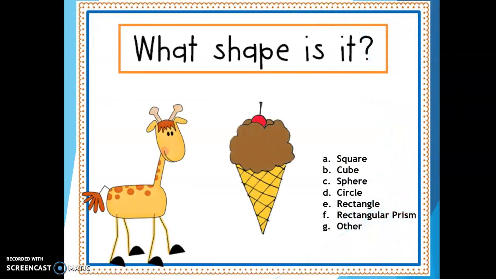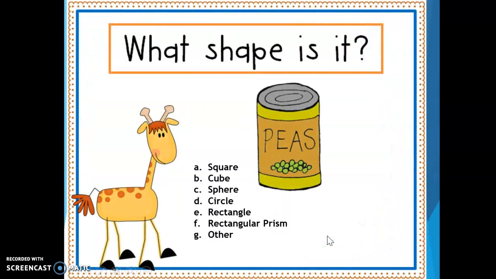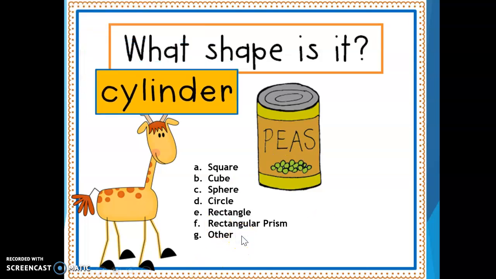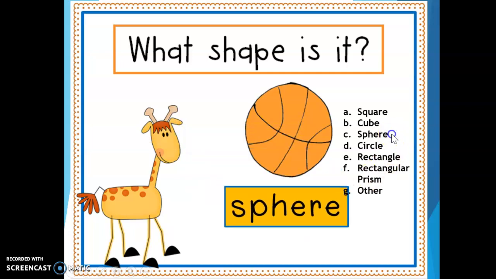What shape is this? Looks tasty. If you said G, other, you're correct. It would be a cone. What shape is this? A can of peas. If you said other, G, you're correct. It was a cylinder. This basketball. Think about a real life basketball. If you said C, sphere, you are correct.